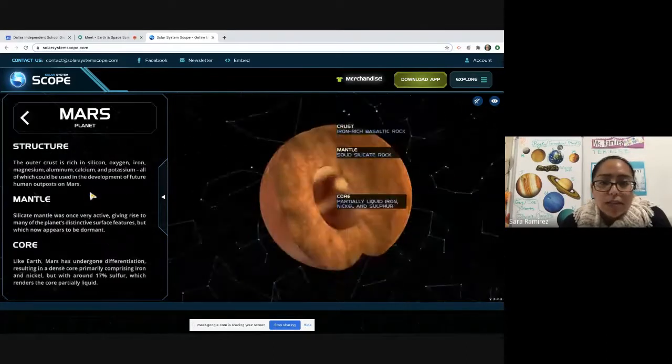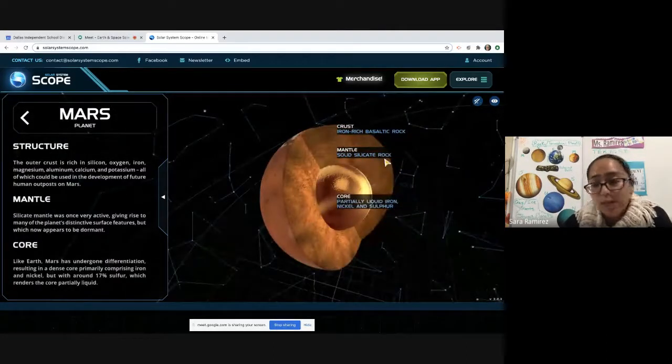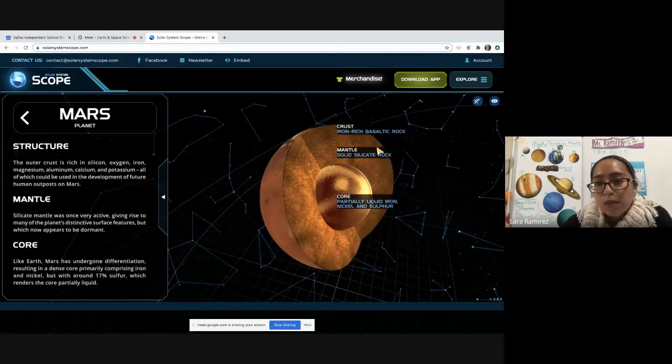Now let's take a look at its structure. Again, it looks very similar to the structure of our planet Earth. So we have the mantle and crust with silicate rock and basaltic rock, and then we have a core of liquid iron, nickel, and sulfur.